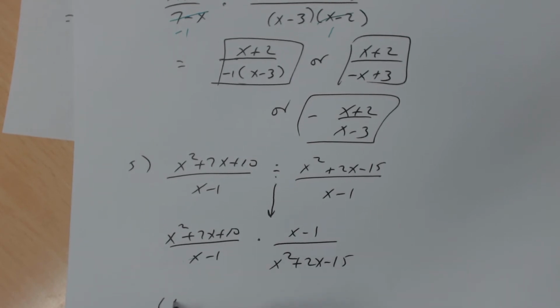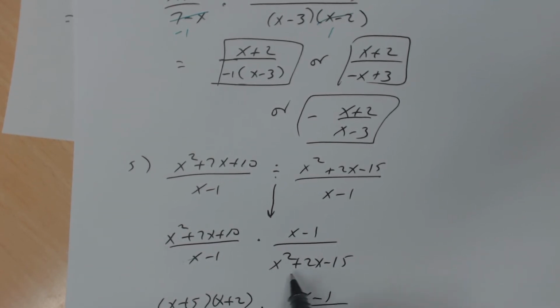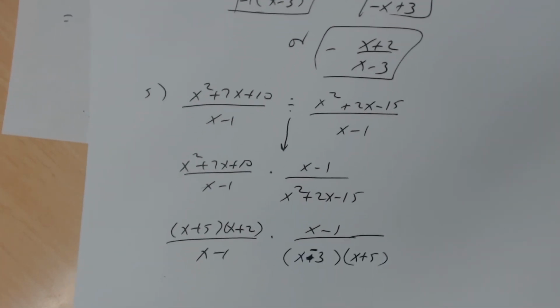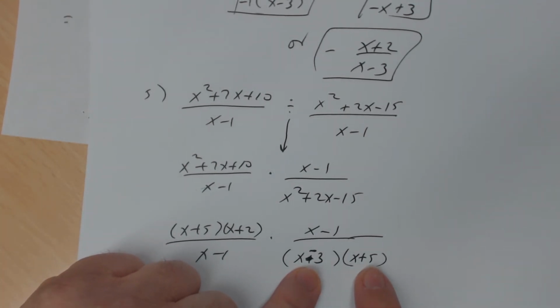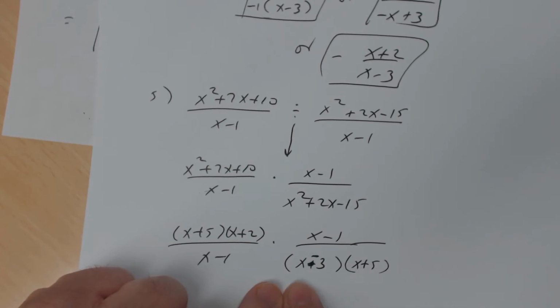So the numerator here is going to be x plus 5 times x plus 2 over x minus 1 times x minus 1. And down here, that's going to be x minus 3 times x plus 5. Okay, so that's going to be the one down here. So x squared plus 2x minus 15 is this. And you can check yourself. Negative 3 times a positive 5 is a negative 15. The outer is 5x. The inner is a negative 3x. When I add them up, I get a positive 2x.